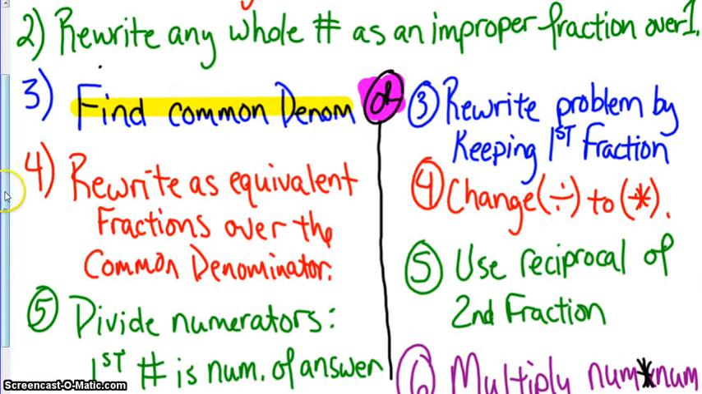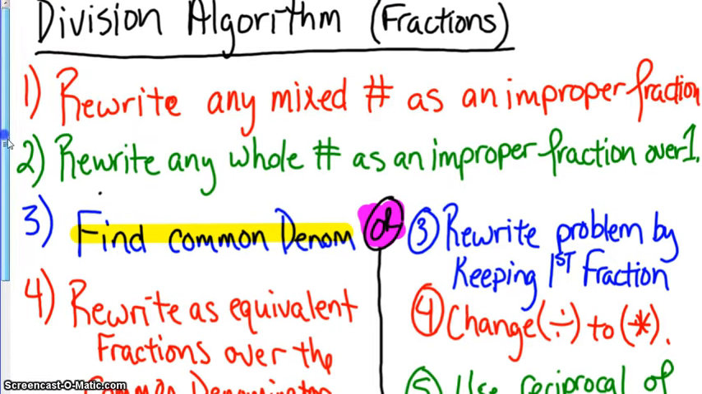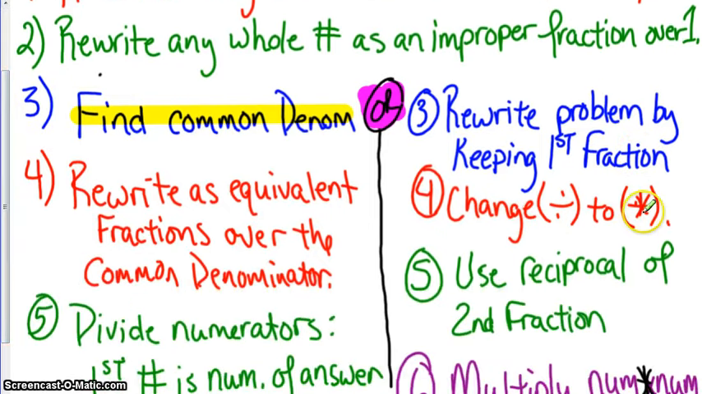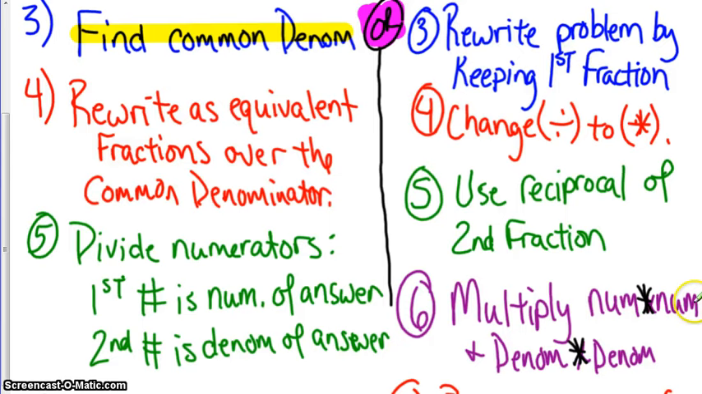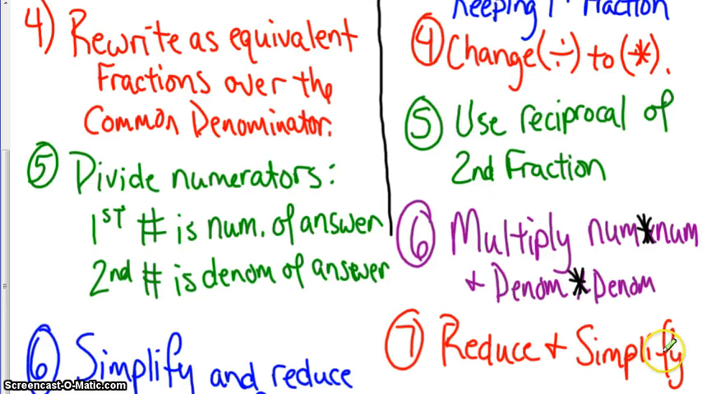Now if we go to multiplying by the reciprocal, we would do the same thing as what we did: rewrite mixed numbers as improper fractions, rewrite any whole number as an improper fraction over 1, and then our third step would be to rewrite the problem keeping the first fraction like it is. The fourth step would be to change the division to a multiplication, and then number 5 would be to use the reciprocal of that second fraction. Then we have a multiplication problem where we simply multiply numerator times numerator, denominator times denominator, and then the seventh step is to reduce and simplify.